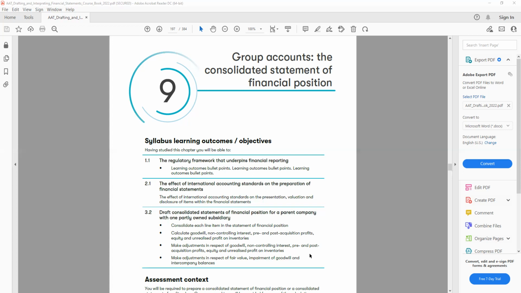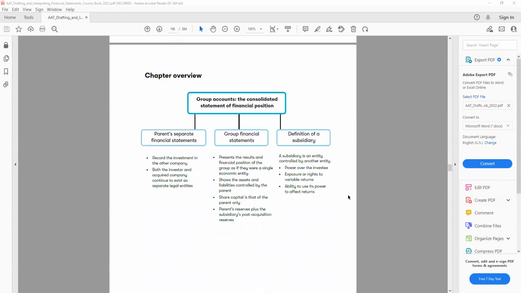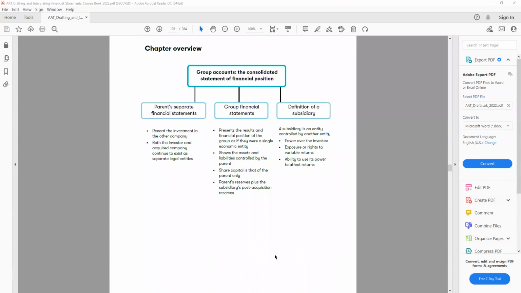So here we're going to look at the changes and adjustments required for the group accounts in regard to the statement of financial position. That means what sort of adjustment we need to do in our balance sheet, and obviously it will depend on different requirements from the question, but the basic understanding will be the same for any question anyway. So let's have a look at the chapter overview.